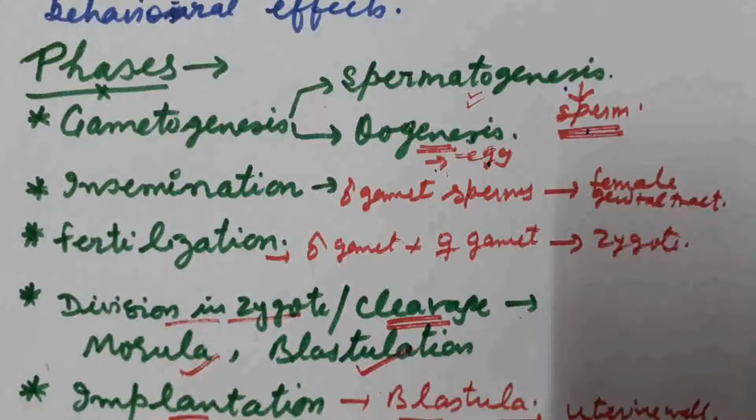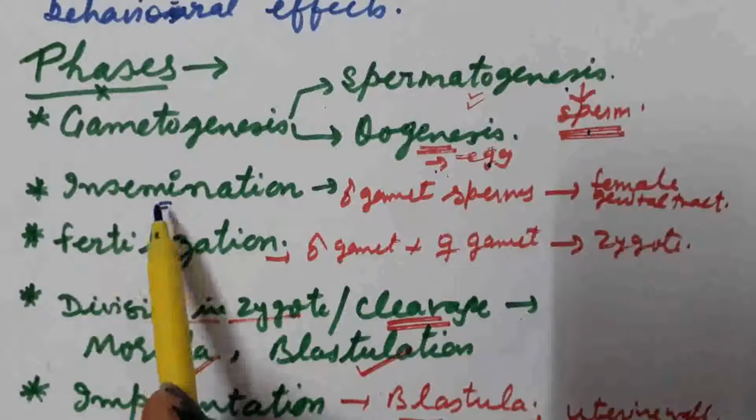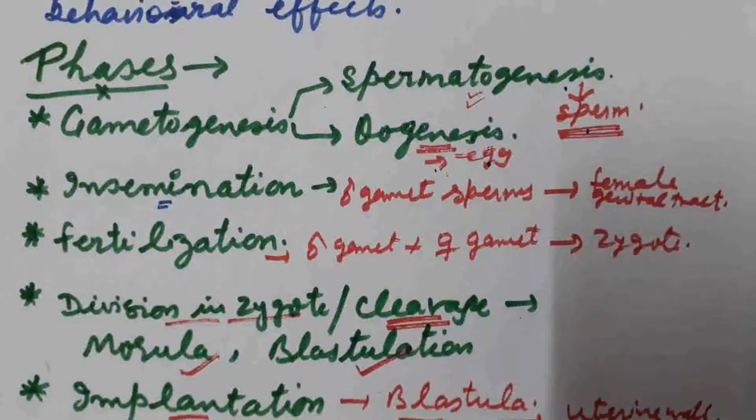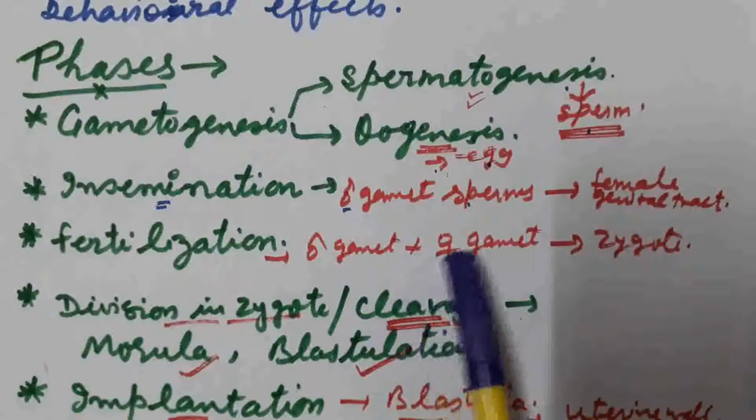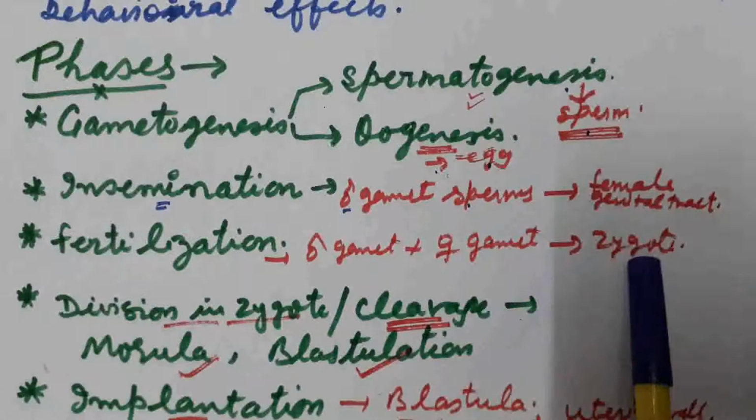Next step after gametogenesis is insemination. What is insemination? In which male gamete sperms are inseminated into the body of the female. That is, the male gamete sperm is inseminated inside the female genital tract, and this process is known as insemination. After insemination, fertilization takes place. What is fertilization? In which male gamete fuses with female gamete and zygote is formed.